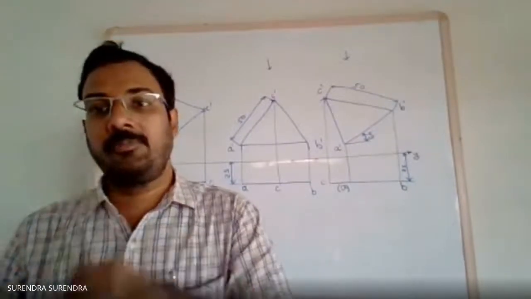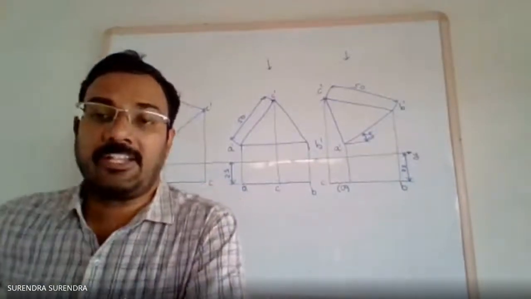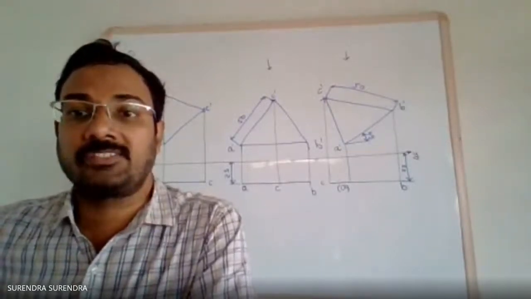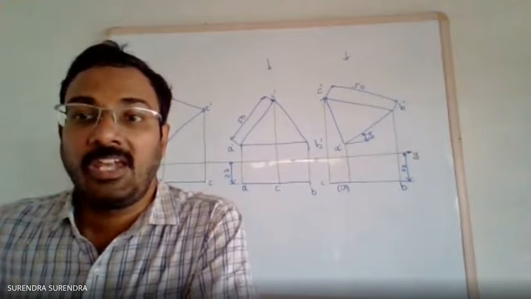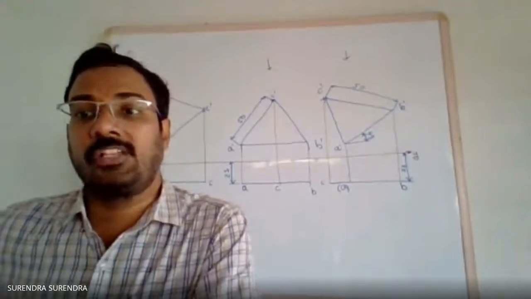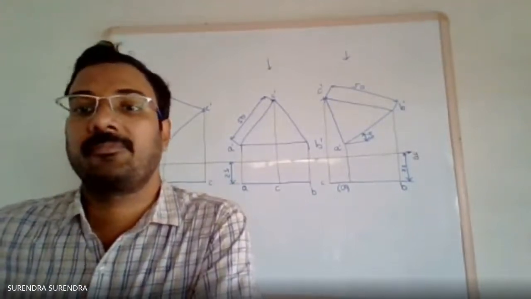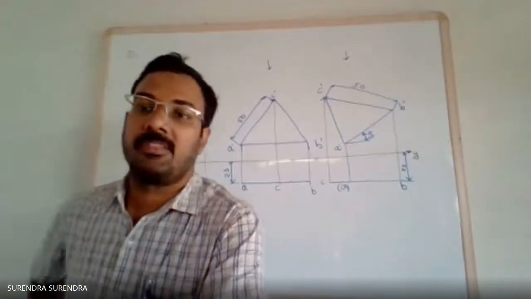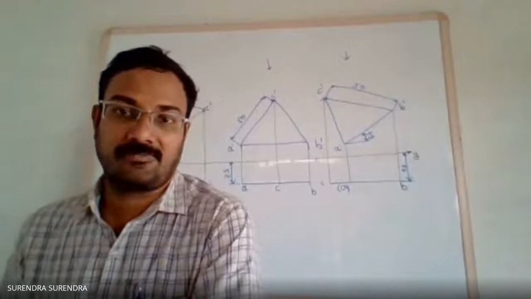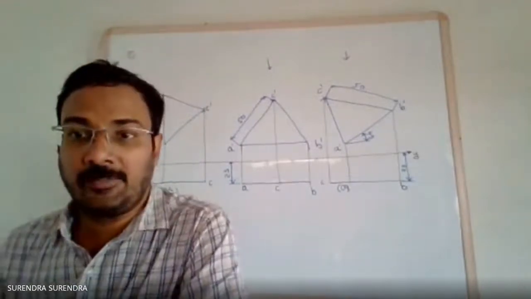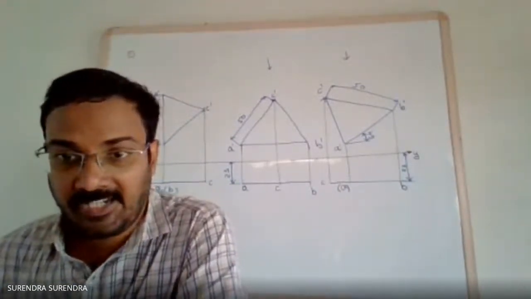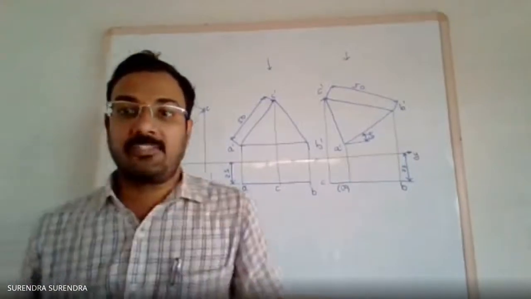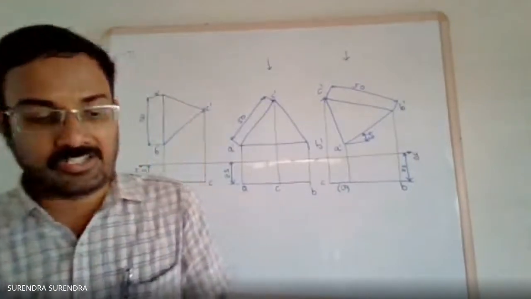Go through the second problem. A pentagonal lamina of 30 mm side has one side in HP. Its surface is inclined at 45 degrees to the HP and is perpendicular to VP. Draw its projections. A pentagonal lamina of 30 mm side has its one side in HP and its surface is inclined at 45 degrees to HP.